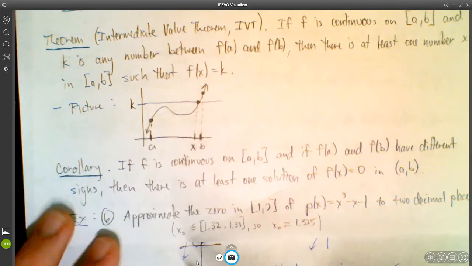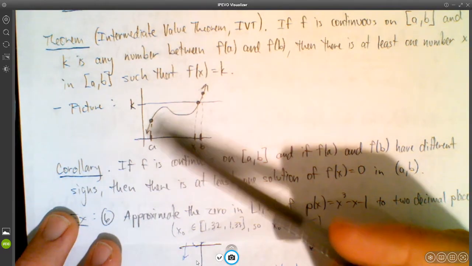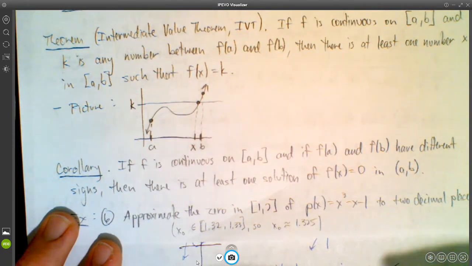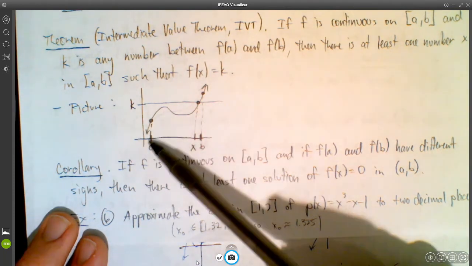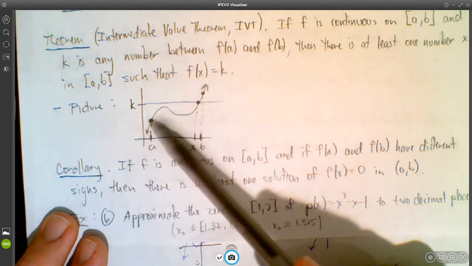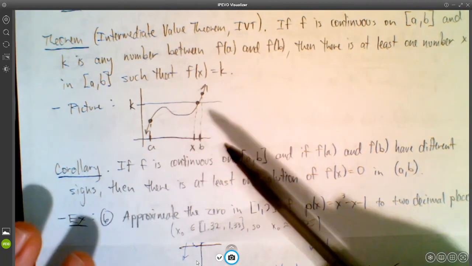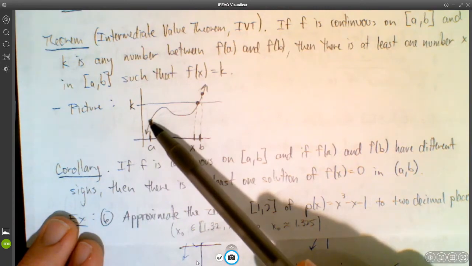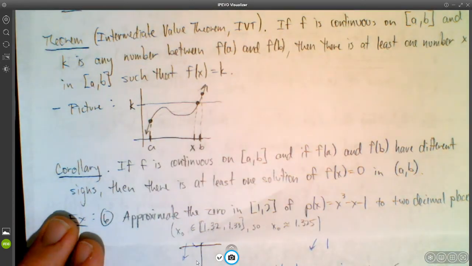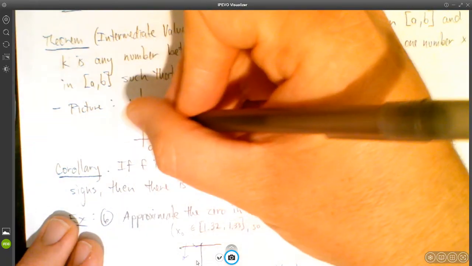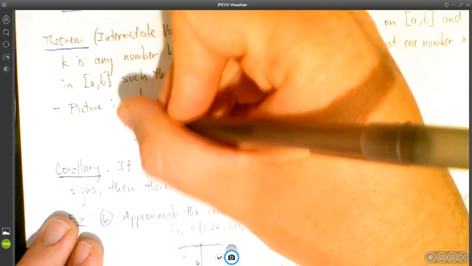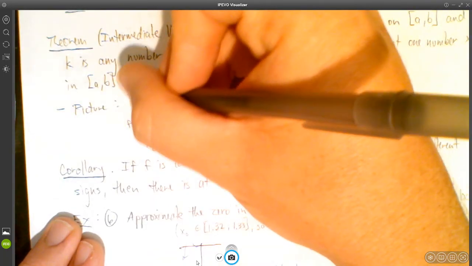So here's a picture. Let's say you have some function. It doesn't have to be one-to-one; this one's not one-to-one. But it does have to be continuous on the closed interval from a to b. So it's a continuous, smooth curve, no holes, no jumps, nothing like that, from a to b. Now, f of a is down here, and f of b is up here.